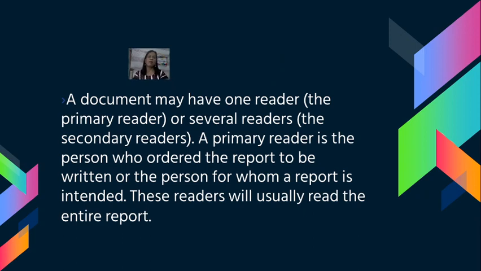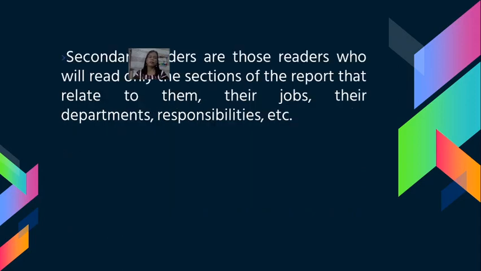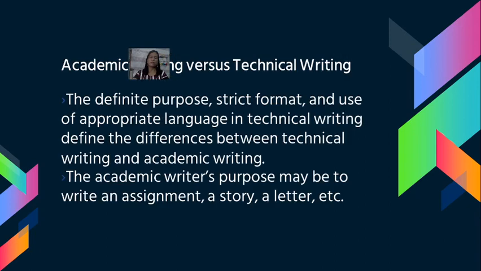A document may have one reader, a primary reader, or several readers, secondary readers. The primary reader is the person who ordered the report to be written or the person for whom the report is intended. These readers will usually read the entire report. Secondary readers are those who will read only the sections of the report that relate to their specific jobs, their departments and responsibilities. So those are secondary readers.